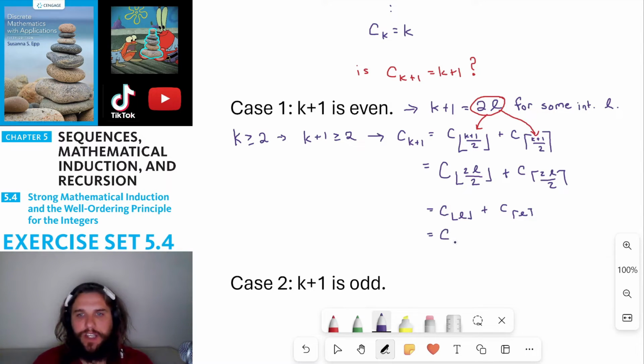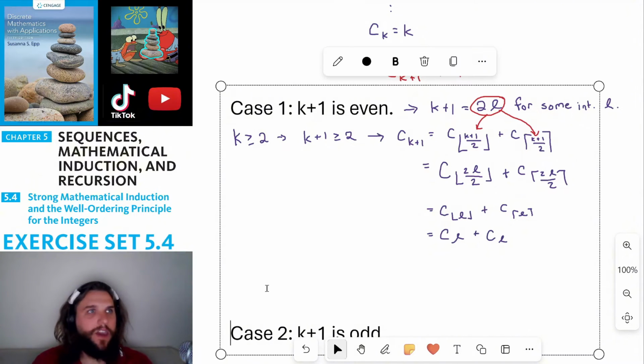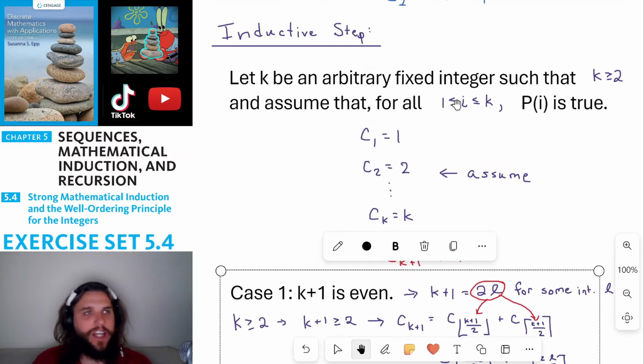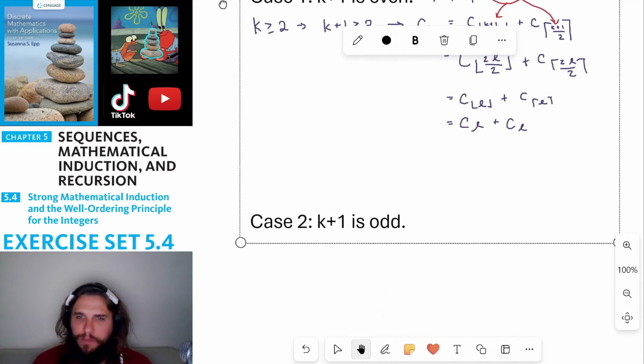So this is c sub L plus c sub L. Now here's where things get interesting. L satisfies this inequality. L is one of these i's that is sandwiched between the numbers 1 and k. Let's talk about why that would be.